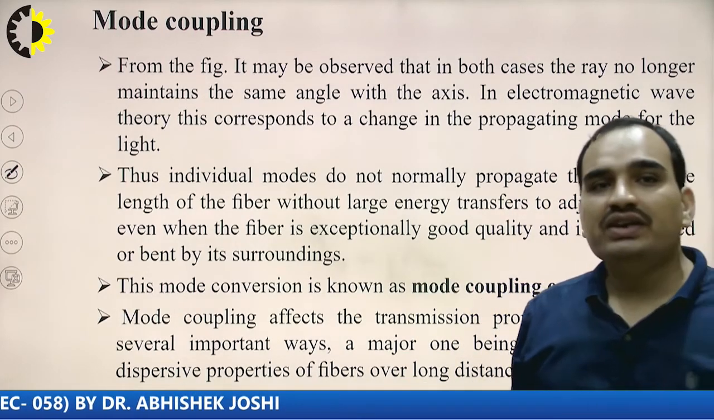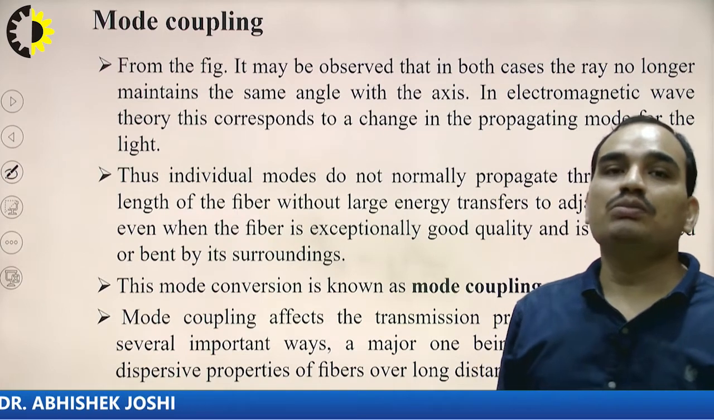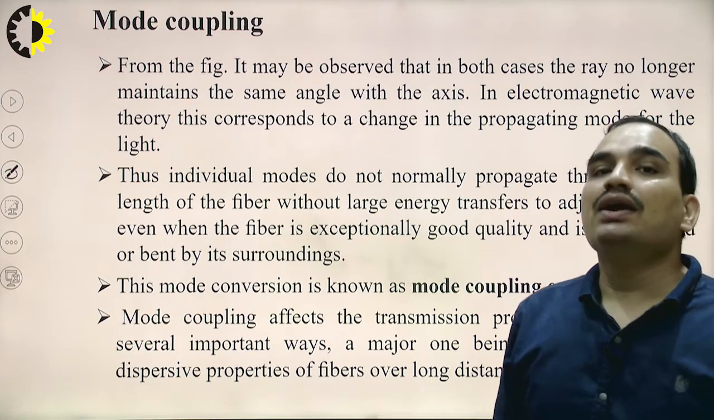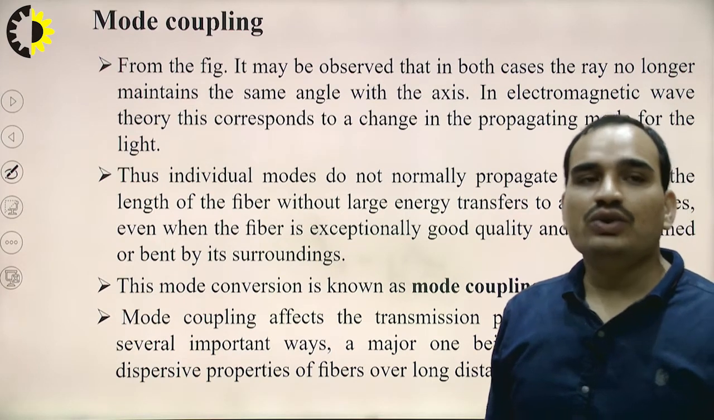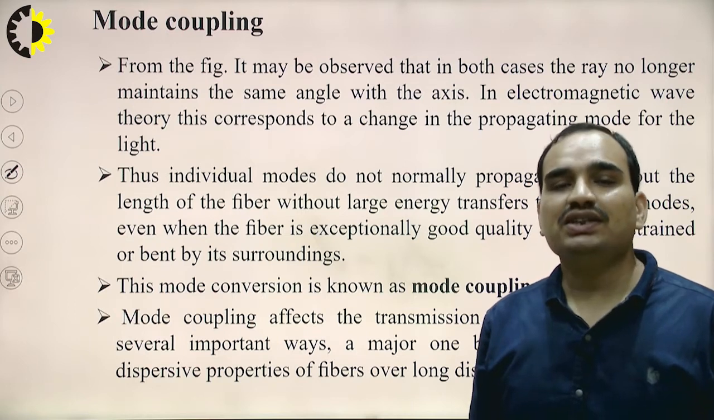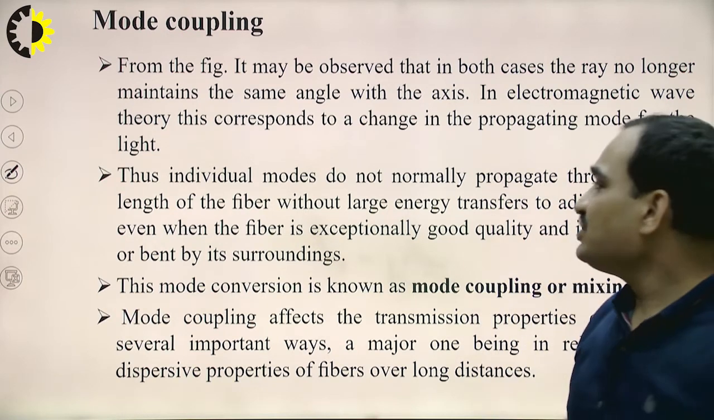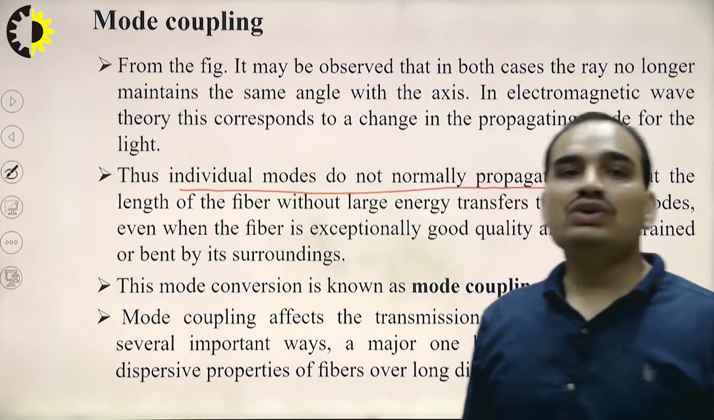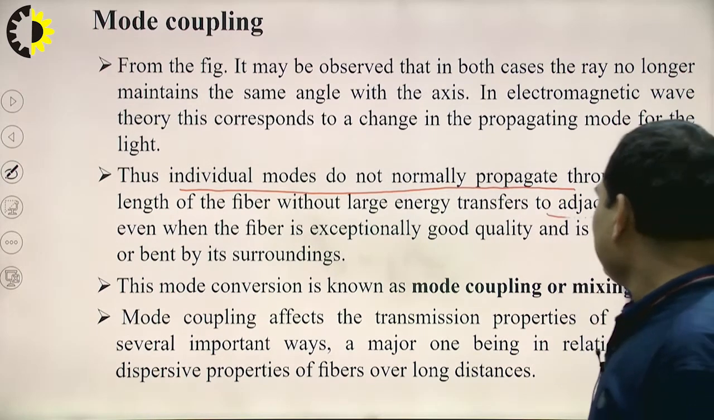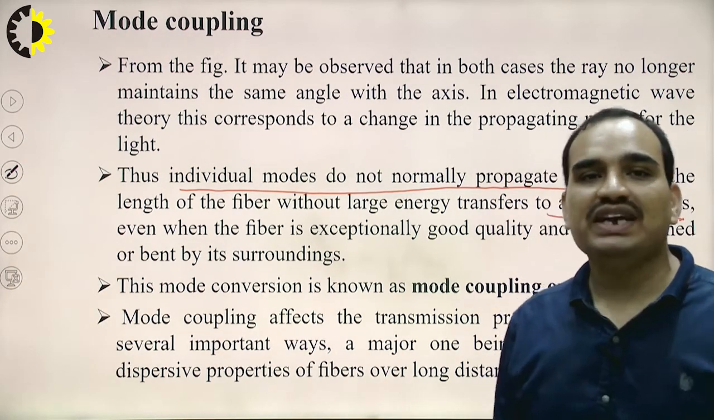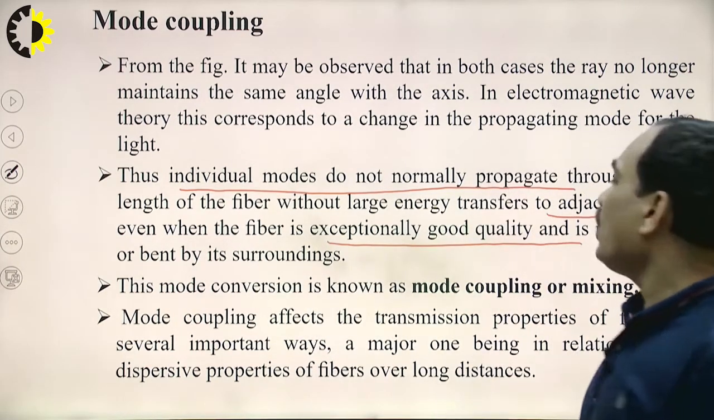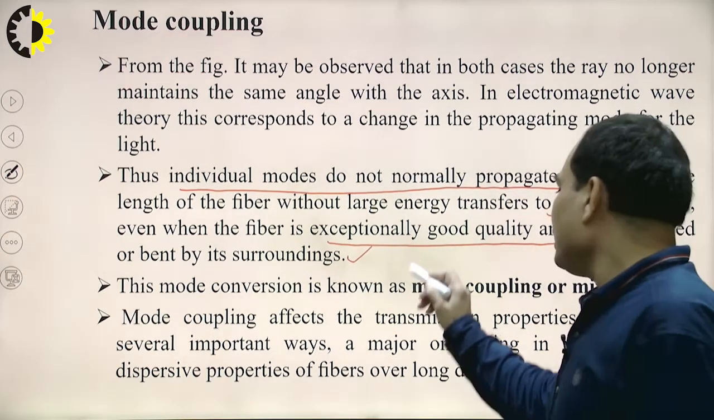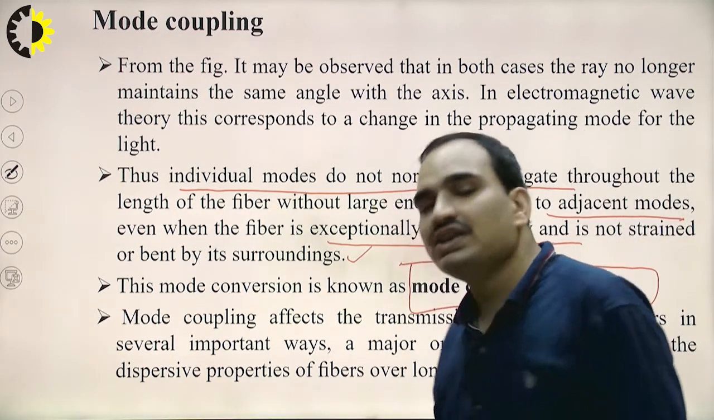From the figure, it may be observed that in both cases the ray no longer maintains the same angle with the axis. In electromagnetic wave theory, this corresponds to the change in the propagating mode of the light. Thus individual modes do not normally propagate throughout the length of the fiber without large energy transfers to adjacent modes, even when the fiber is of exceptionally good quality and is not straightened or bent by its surroundings. So this mode conversion is known as mode coupling or mode mixing.